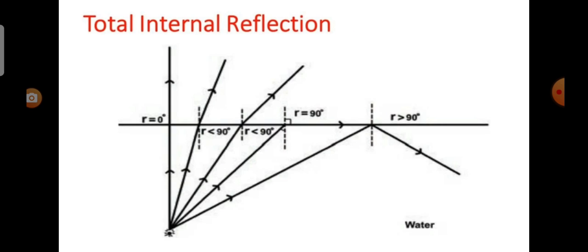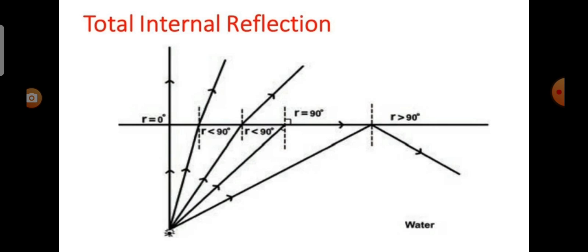Now we see total internal reflection. When light travels from a denser medium into a rarer medium, it gets refracted away from the normal. While the angle of incidence in the denser medium increases, the angle of refraction also increases, and it reaches the maximum value of r equal to 90 degrees for a particular value. This angle of incidence is called the critical angle. The angle of incidence at which the angle of refraction is 90 degrees is called the critical angle. At this angle, the refracted ray grazes the surface of separation between the two media.